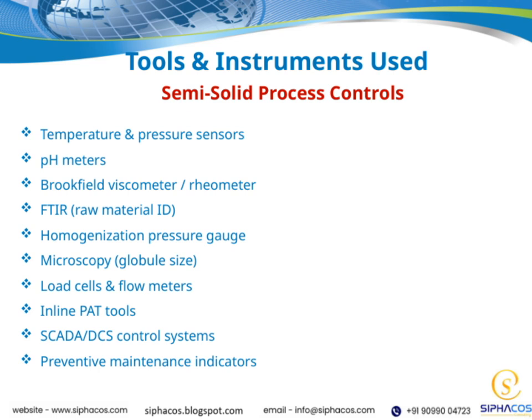Our SCADA and DCS control systems tie all these measurements together, providing centralized management and control. Finally, preventive maintenance indicators are built into our systems to alert us before issues arise, helping us maintain optimal operation. Altogether, these tools form the backbone of our semi-solid process controls, ensuring high quality and efficiency throughout production.